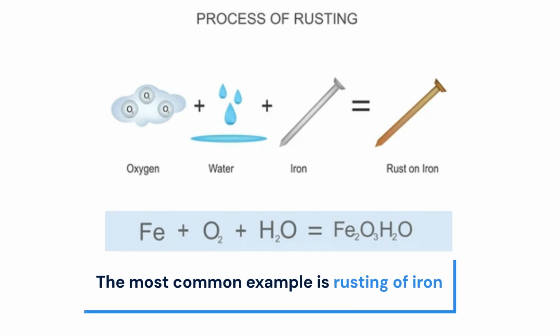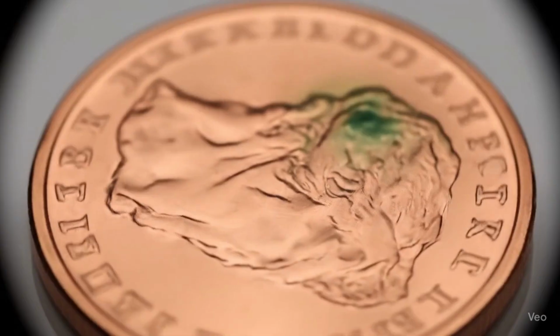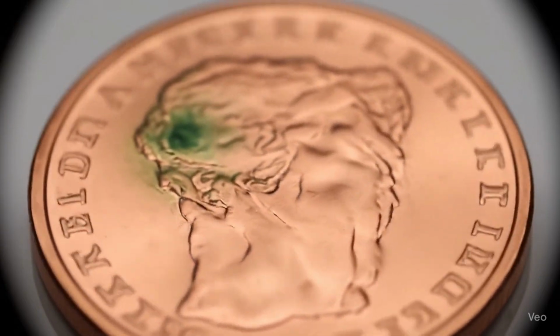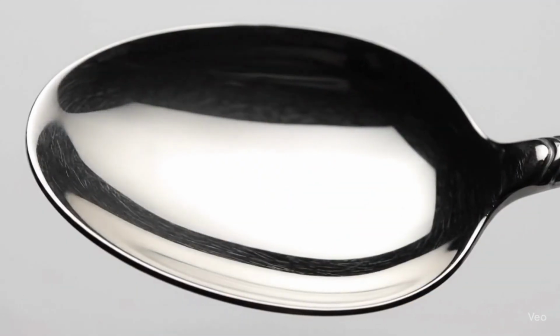The most common example is rusting of iron, where iron reacts with oxygen and moisture to form hydrated iron oxide, rust, a flaky substance that weakens iron objects. Copper develops a green coating called patina. Silver turns black due to silver sulfide, while aluminium, though reactive, forms a thin oxide layer that protects it from further corrosion.